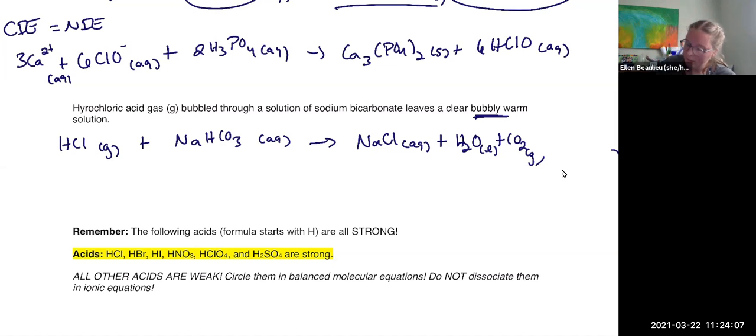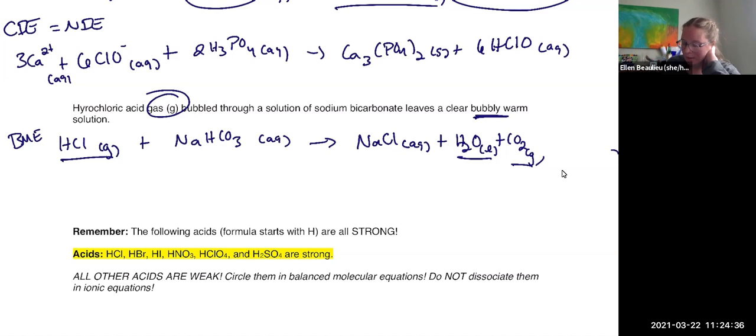Now I'm going to underline any solids, liquids, and gases. Did you notice that hydrochloric acid was a gas in this problem? Pay attention to what the problem says. You're bubbling a gas through, so hydrochloric acid is in the gas phase. If you're in the gas phase, you can't dissociate in your ionic equation because you are a gas. You are undissociated as a gas. You have to dissolve and become aqueous in order to dissociate.